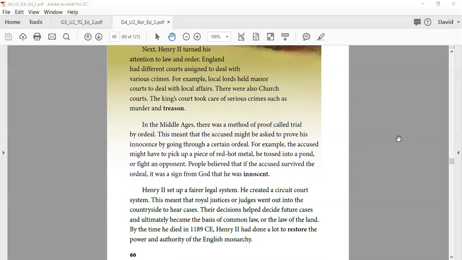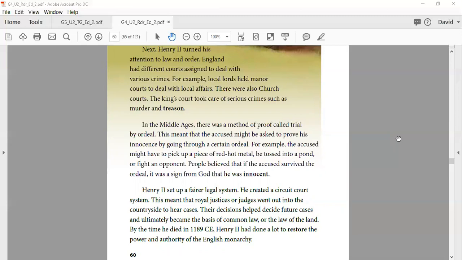Henry II set up a fairer legal system. He created a circuit court system. This means that royal justices or judges went out into the countryside to hear cases. Their decisions helped decide future cases and ultimately became the basis of common law, or the law of the land.